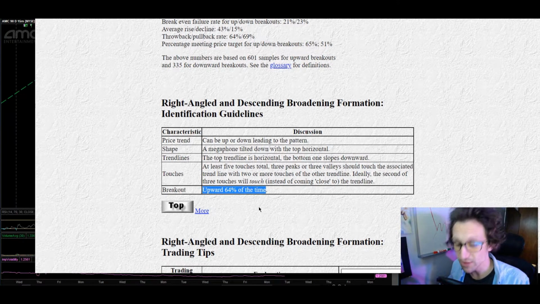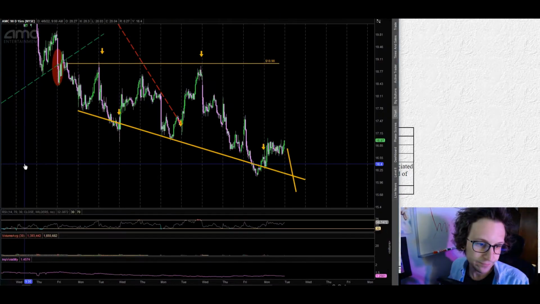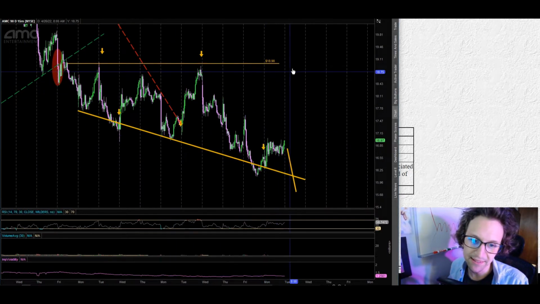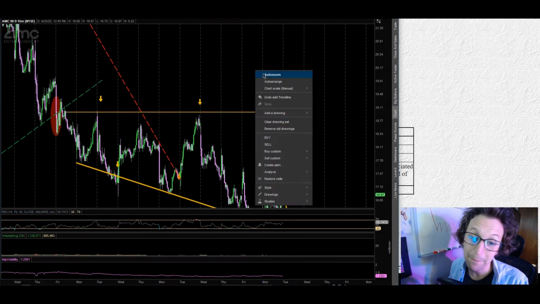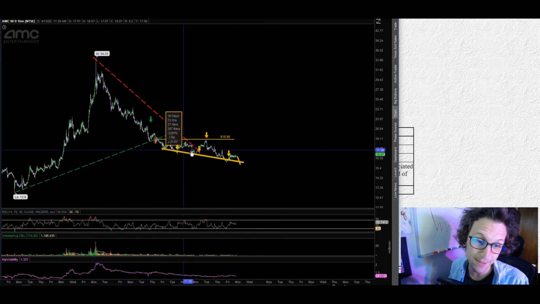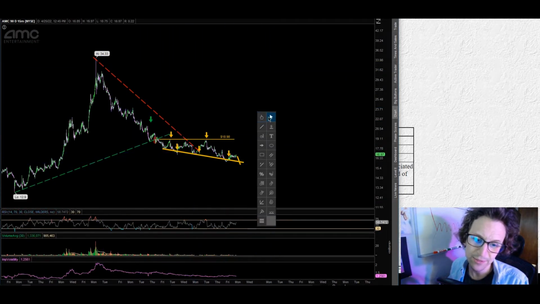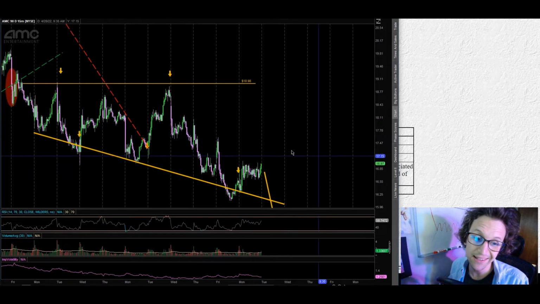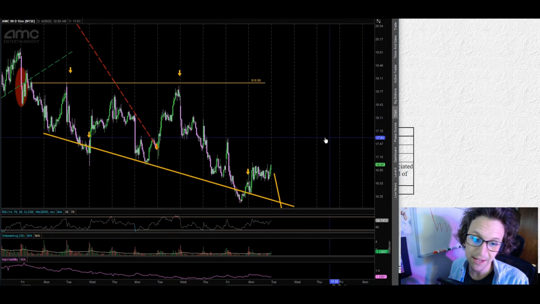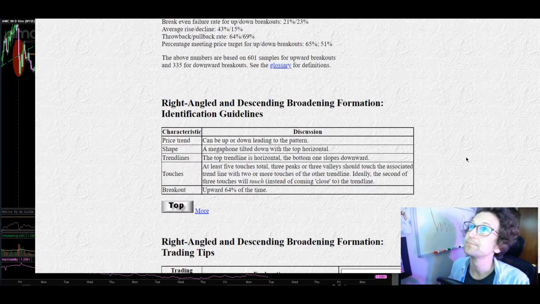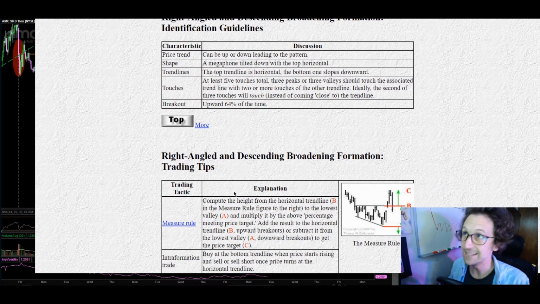Breakout is 64% of the time upward. Well, I mean, that would be a big ask, especially as this thing comes out of a big flagpole. So I'm gonna have to bet on a downward breakout of this one, despite that stat, because it doesn't always do so. You gotta read into these things.